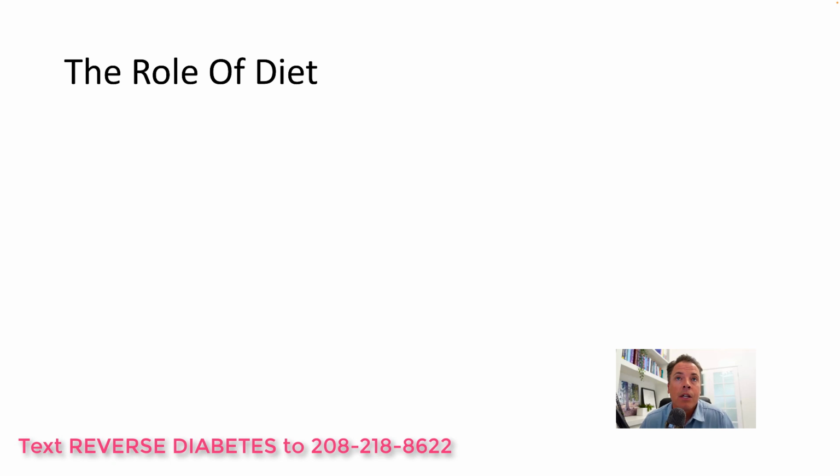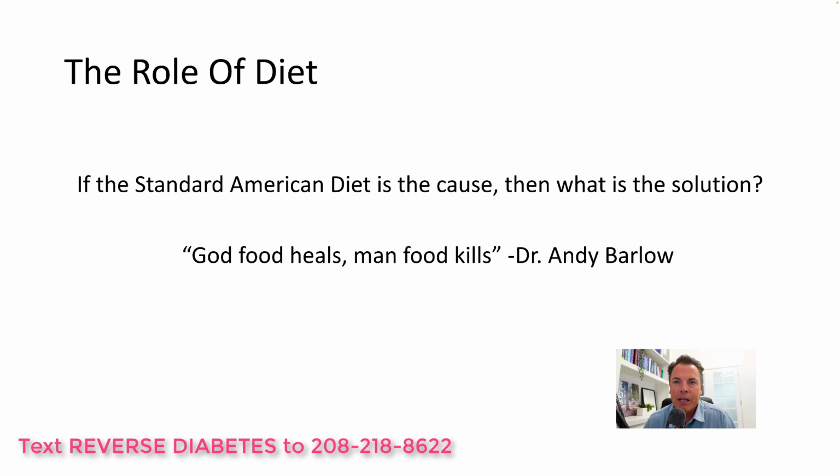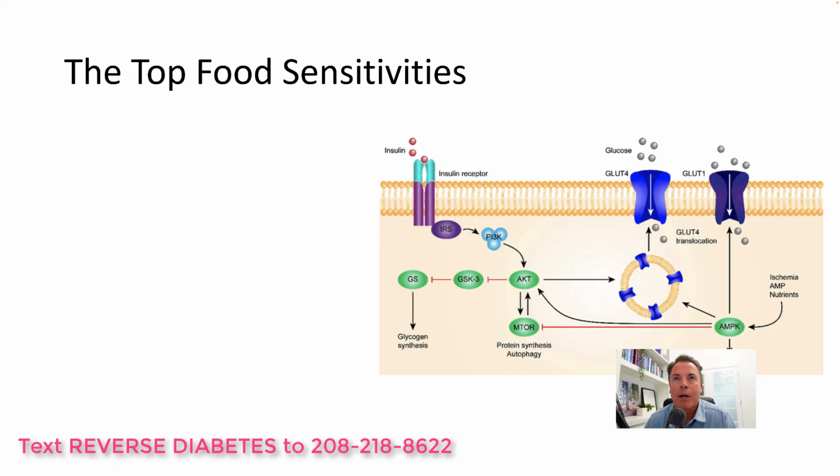Here is the role of the diet. Hey, if the standard American diet is the cause, we talked about that in that graph, then what's the solution? Getting off of the standard American diet. As my good friend Dr. Andy Barlow says, God food heals, the way God intended food to be; man food kills. So God food is the stuff growing up out of the ground, the beast in the forest. Man food is the processed junk that the American Heart Association will put their stamp on, like Honey Nut Cheerios, etc. That's man food. That's what's killing you. That's what's causing the problem.